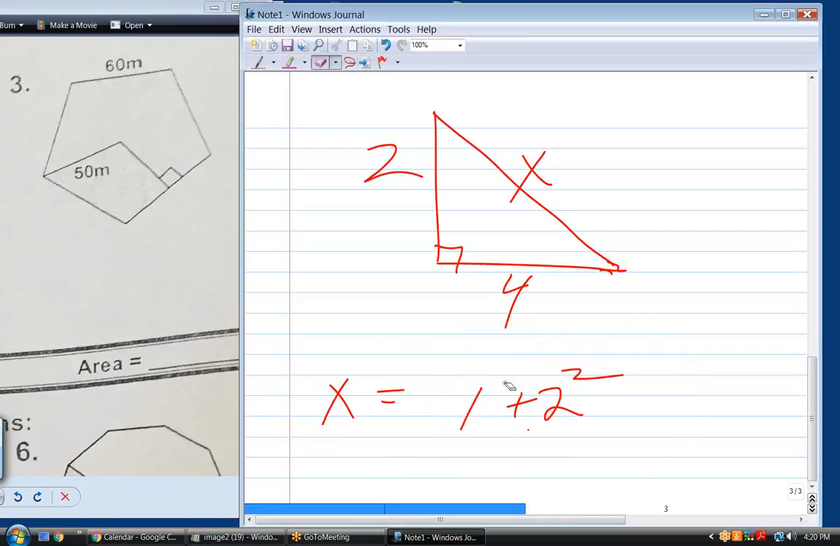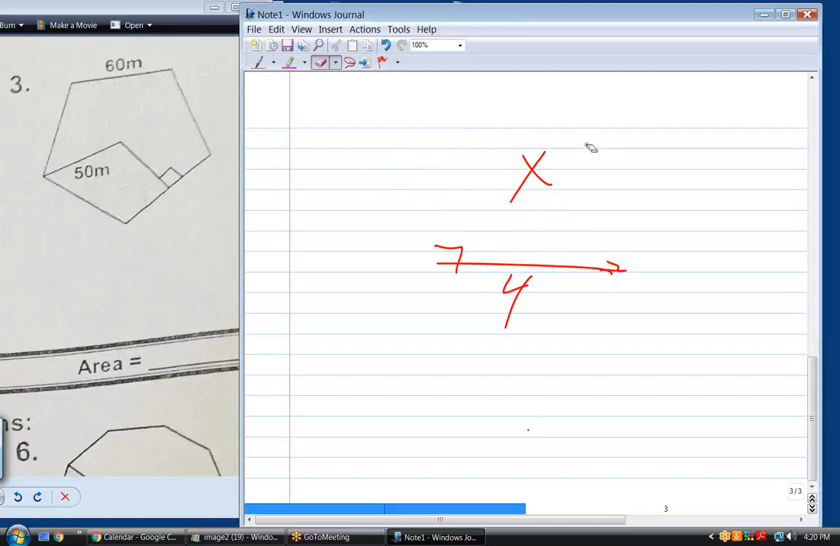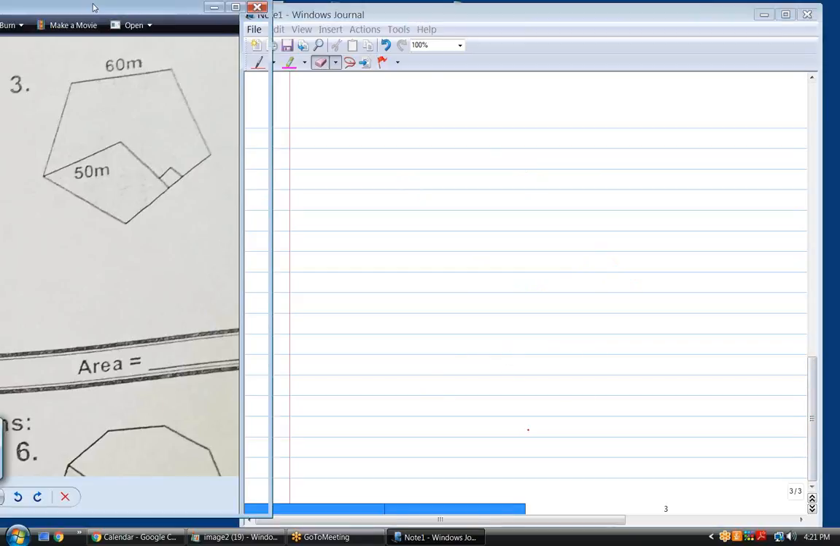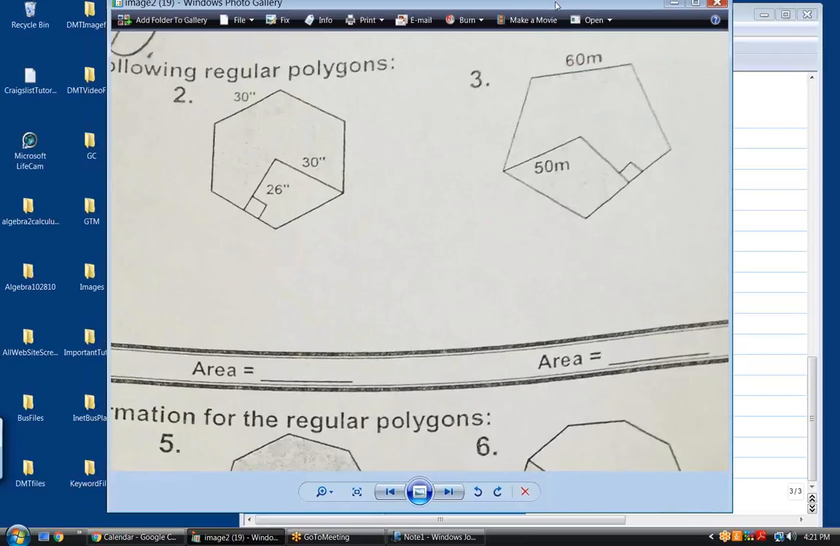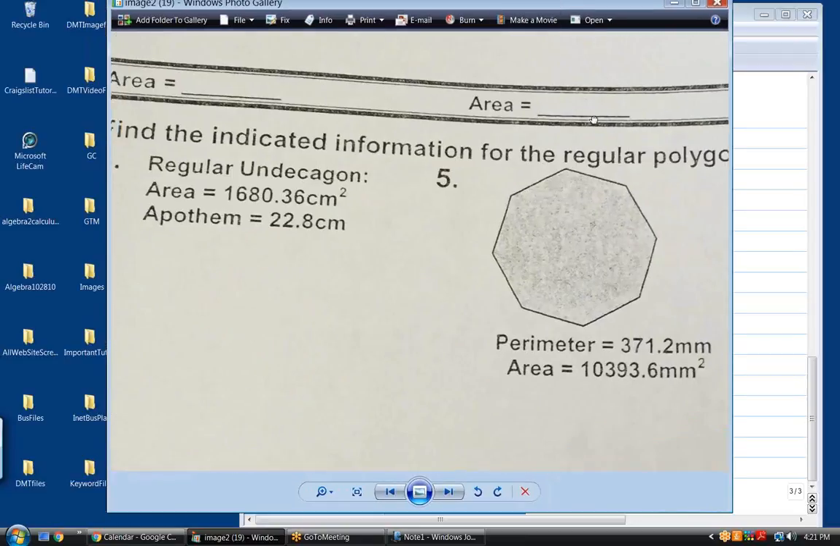All right. Remember, those are the only two things you have to know. It's how to solve for the hypotenuse or one of the short sides. So there's really only two equations you have to memorize. All right. Let's go to number 4.